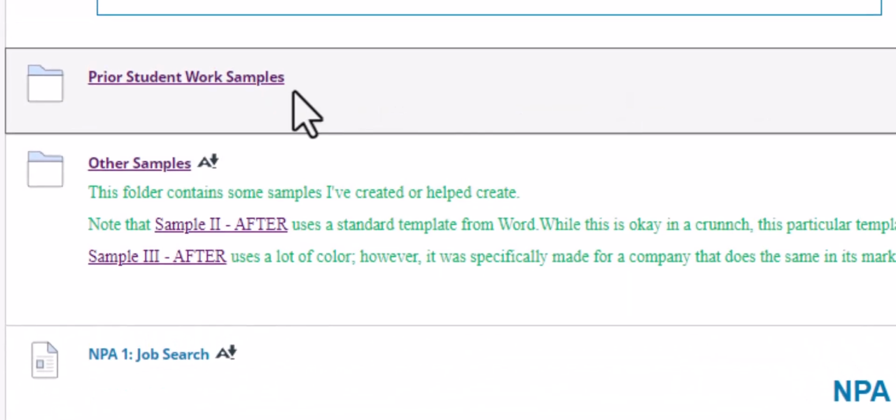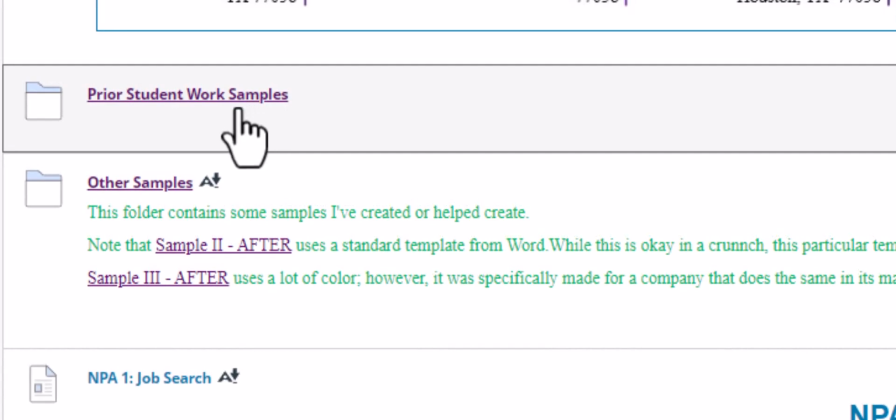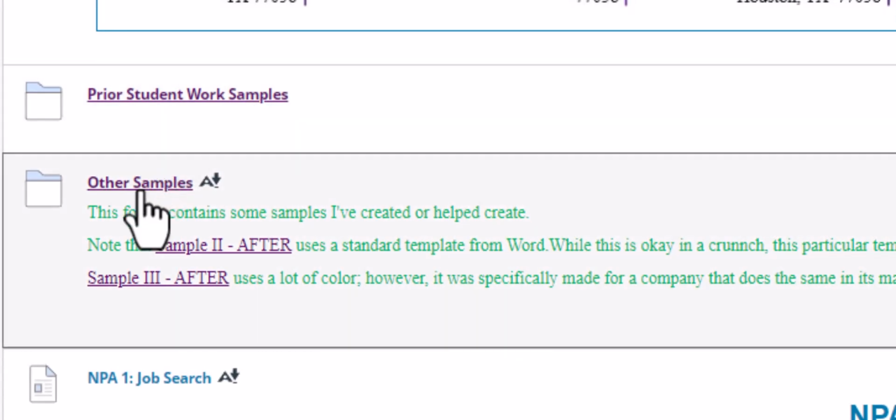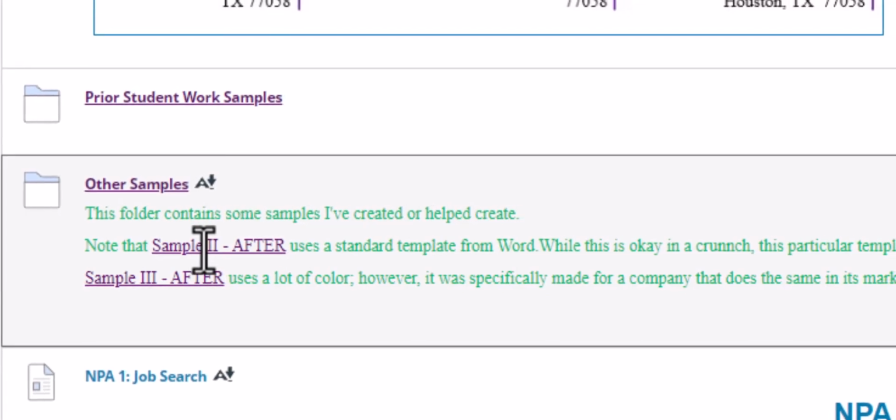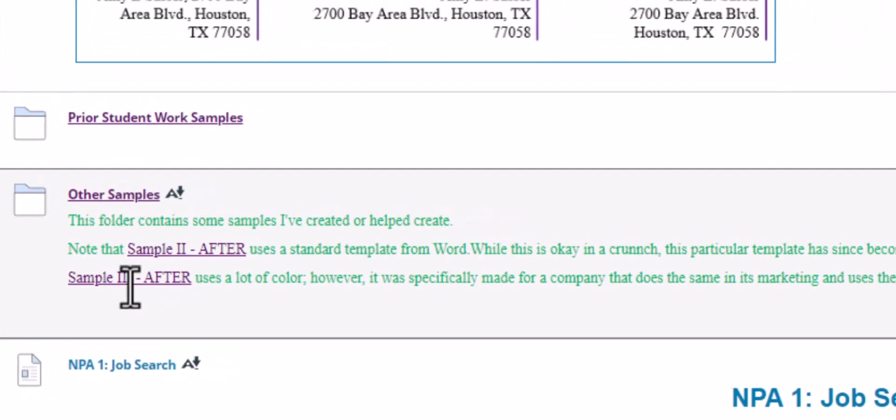Finally, I've included both some prior student work samples, as well as some samples that I have helped out with either in the before or the after, and you can see a clear progression over time. Sample resume 2, that's an after resume, uses the same template as the before resume for sample 3.